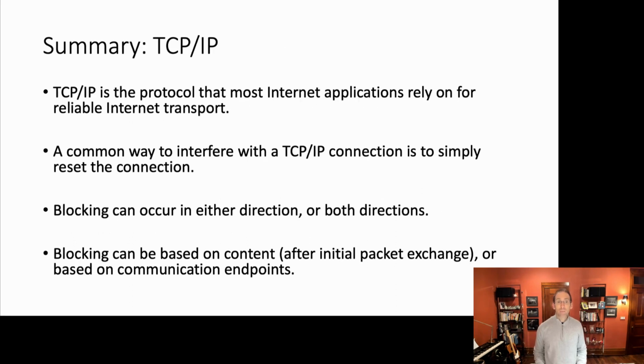In summary, TCP/IP is the protocol that most internet applications rely on for reliable internet transport. A common way to interfere with a TCP/IP connection is to simply reset it, but there are also mechanisms such as introducing duplicate sequence numbers in a byte stream that would cause a client to drop subsequent packets in the stream. A firewall can block traffic in either direction or in both directions. And blocking can be based on content after an initial packet exchange and the inspection of the stream's contents, or simply based on the communication endpoints as determined by inspection of the IP addresses in the packets in the traffic stream.